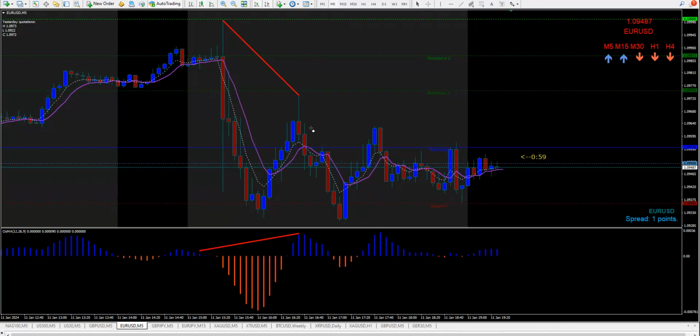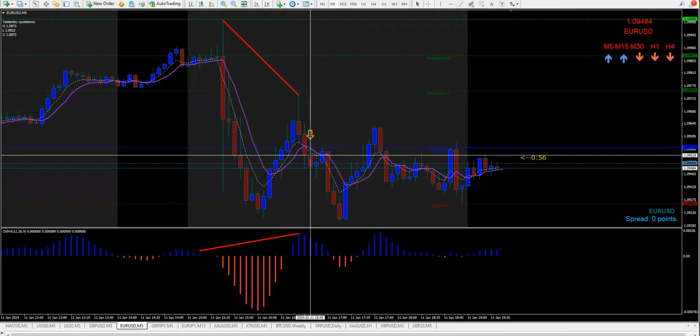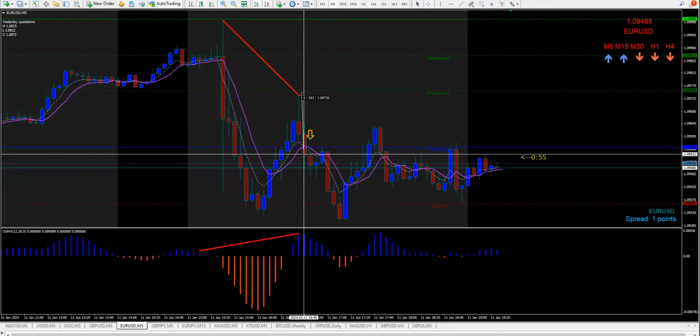And we would have sold right there on the opening of this candle. Stop is always the swing nearest: the closest swing high in a sell, and the closest sweep low in a buy. So we have a 20 pip stop, and it went down 22 pips. You would have hit your target 1-to-1.